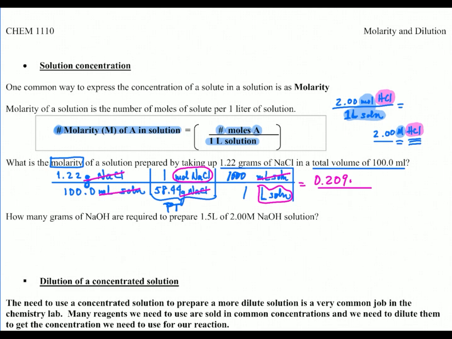and the units will be moles of NaCl over 1 liter of solution, which we can write as 0.209 capital M NaCl.